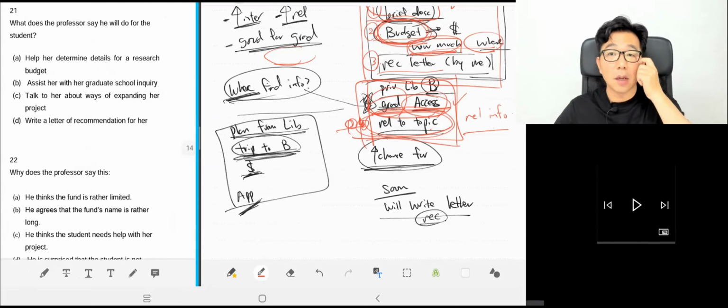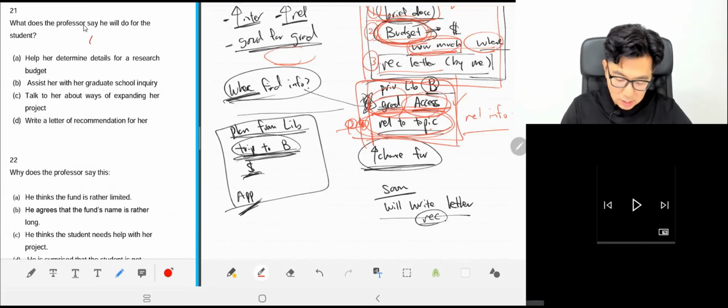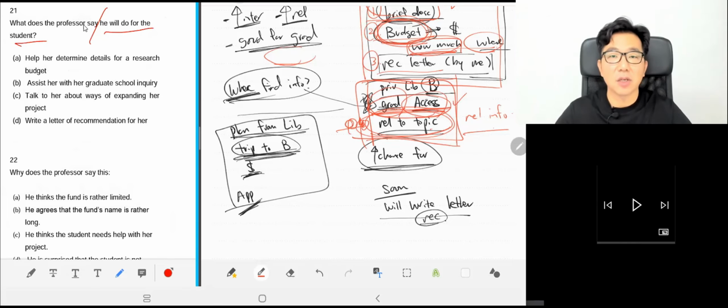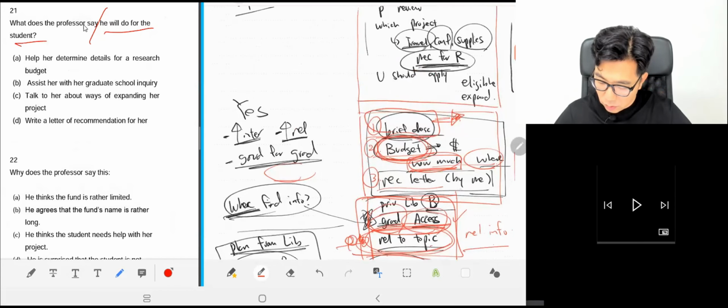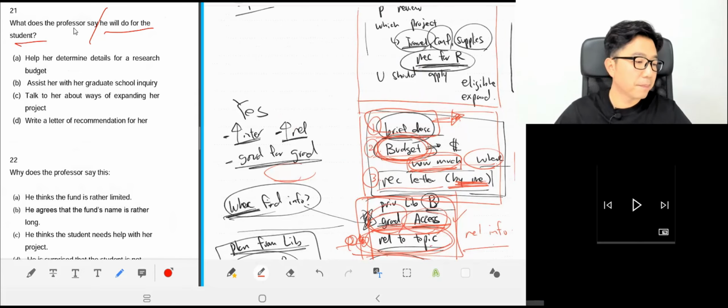Question 21. What does the professor say? So what does he say he will do for the student? Write a recommendation letter. Okay. So he just volunteers, before or without the student asking for one. Okay. The professor volunteers. A recommendation by a linguistics professor, who is him, wouldn't hurt, right? So that's question 21. All right, A, help determine details for research budget.